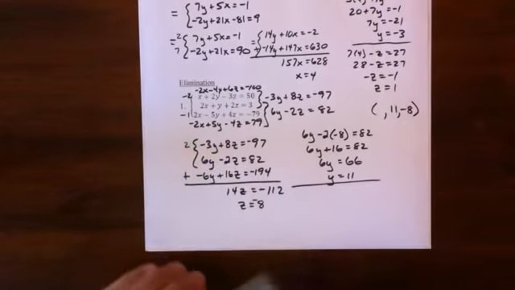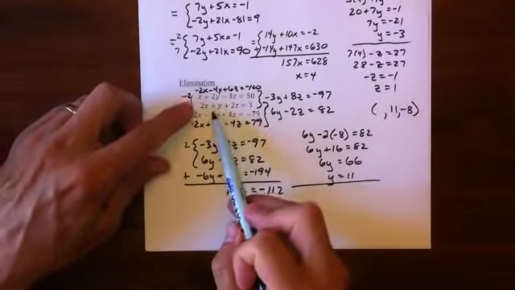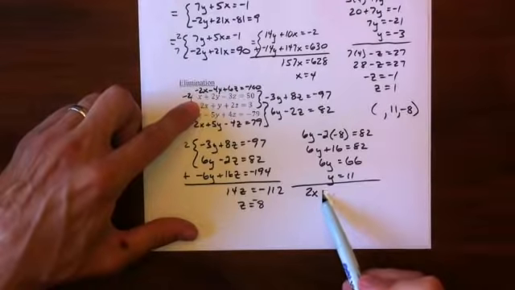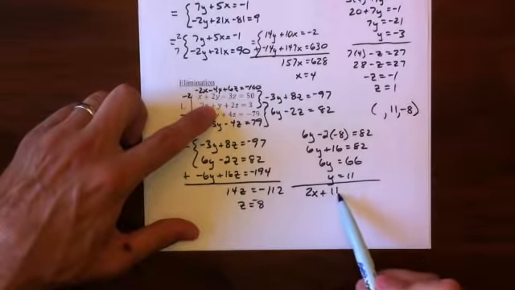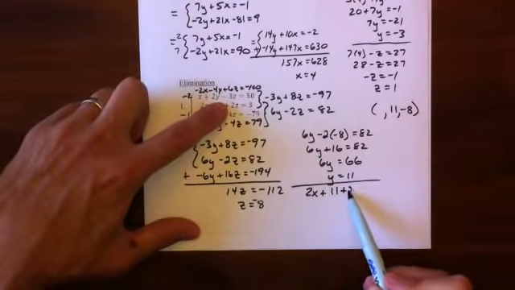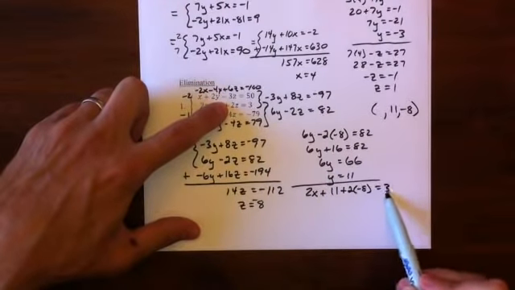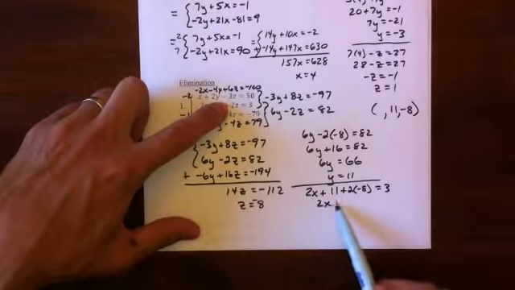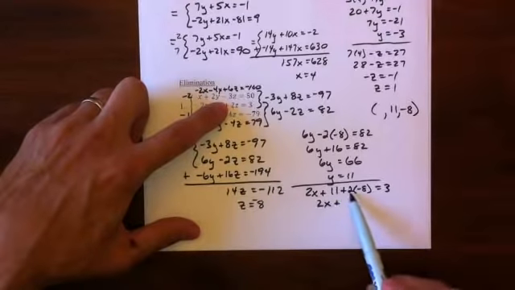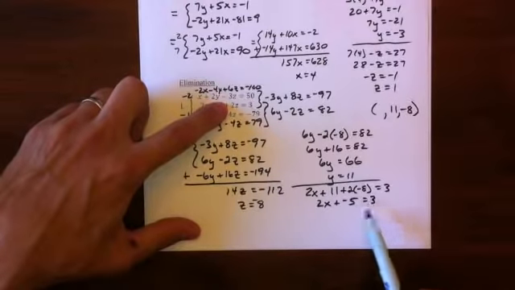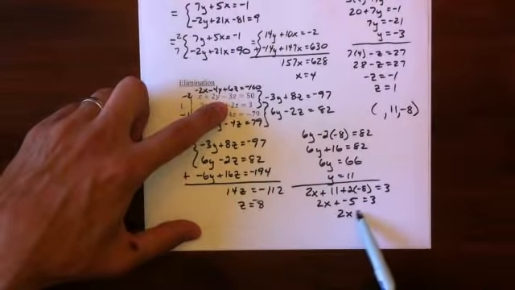And finally, to get x, I'm going to go all the way back here, and I'm going to use this middle one here. 2x plus y, which is 11, I just found out, plus 2 times negative 8 equals 3. So 2x plus 11 plus negative 16, which is negative 5, equals 3. Add 5. So x is 4.